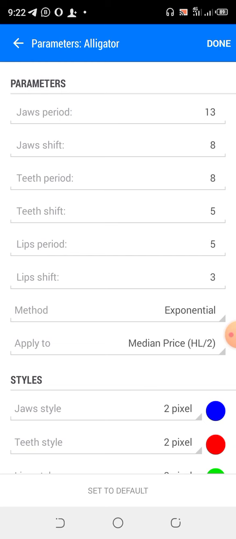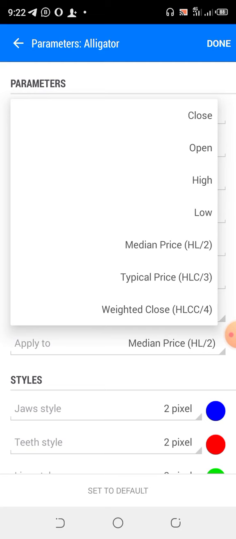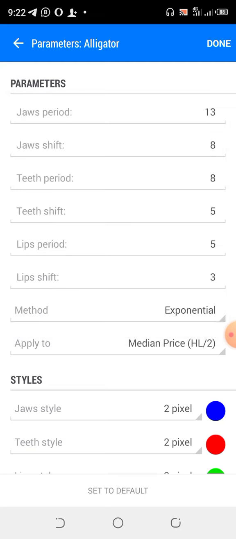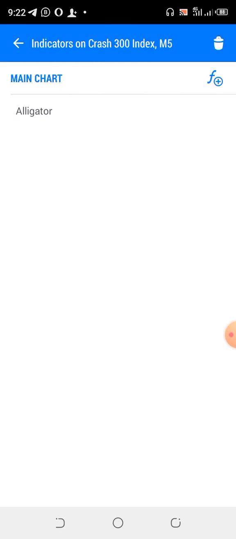The settings are 13, 8, 8, 5, 5, 3. So the median price, because it is the same person that worked on this thing, you work it with median price. So changing it or closing it will affect the movement of the market. I mean, the way you apply it matters. So leave this median price the way it's supposed to be, HL2. So that is the first one.